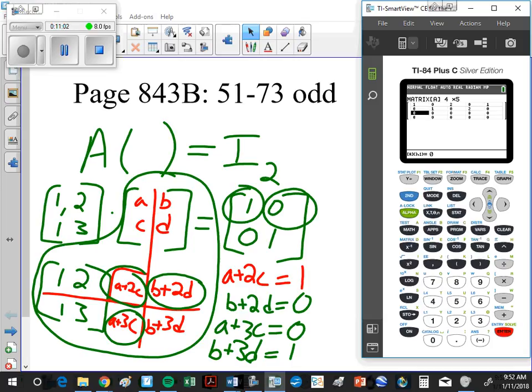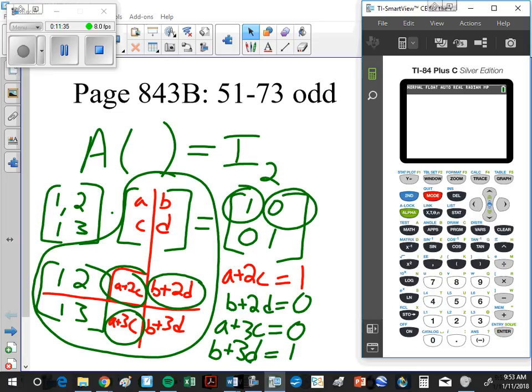Okay. And then 1, 0, 3, 0, 0. That takes care of equation 3. And 0, 1, 0, 3. Oh, wait. No, that's right. 3, and then 1. Okay.